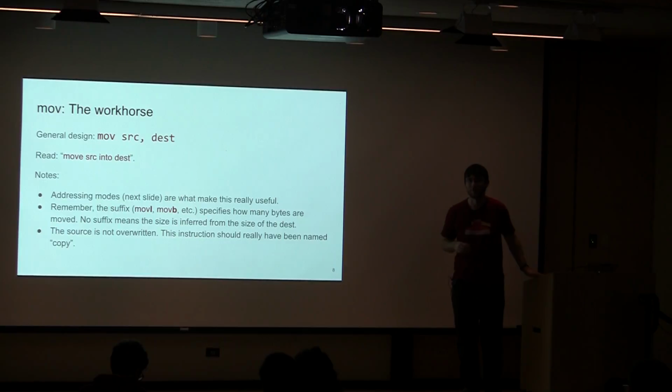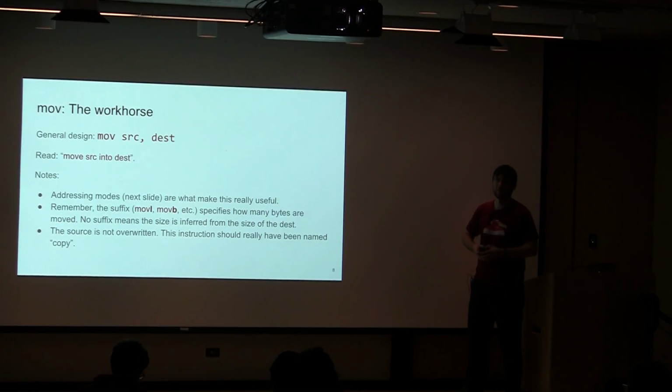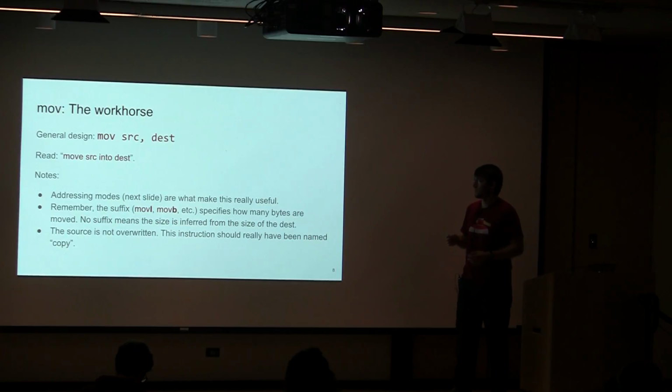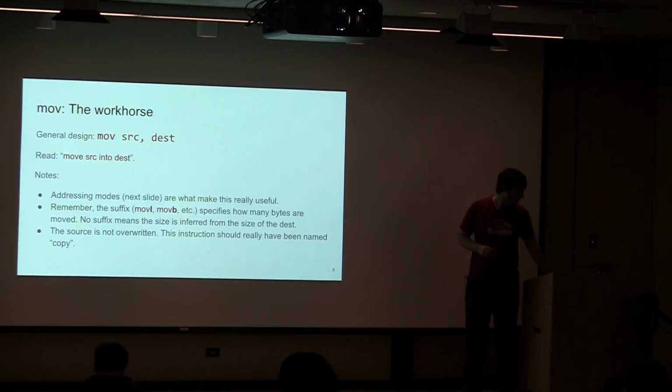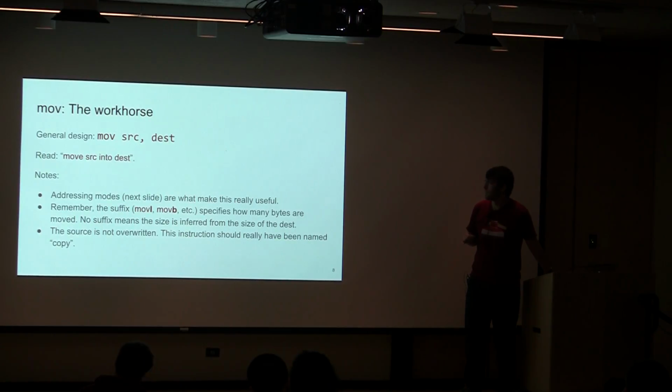Okay, so talking more about mov. Mov is the most important and the most popular instruction. And it's really easy to read because you're moving the source into the dest. So the source comes first, the dest comes second. Important to note, though, that mov doesn't change the source at all, so really I would have named this instruction just copy, because that's what it really does. And what makes mov really useful and versatile is the different addressing modes. So we'll talk about that.